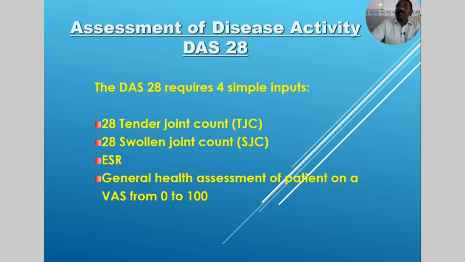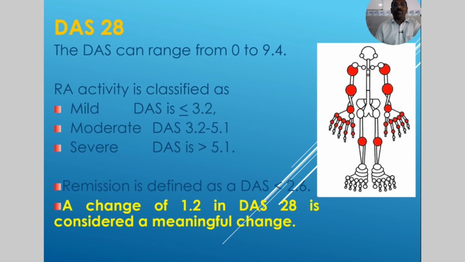So this requires 4 simple inputs. 28 tender joints, out of them how many are there? 28 swollen joint count, out of them how many are swollen? ESR and general health assessment of the patient on a VAS from 0 to 100%. So how comfortable are you? Your quality of life, out of 100% marks, how many marks do you give to your quality of life? Is it 70% or 80%, 90%, depending on your movability, etc.